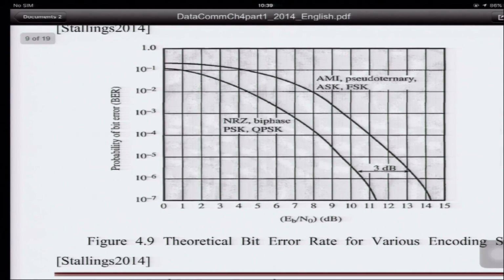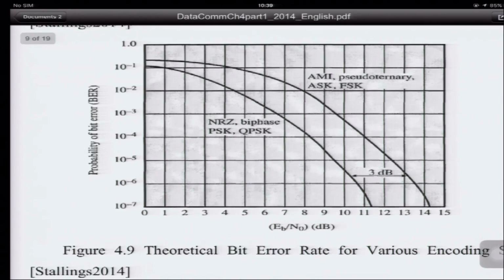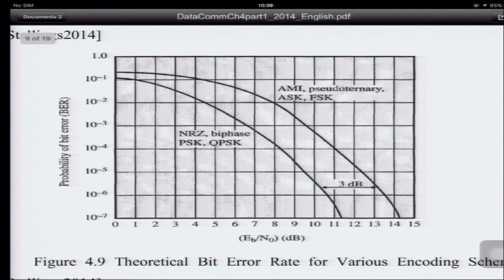This is the probability of bit error, okay, in theory, in comparison between the NRZ and biphase, okay, is this line. The lower line is the NRZ and biphase, and the upper line is the AMI pseudo ternary. ASK, oh sorry, we haven't talked about ASK and FSK yet. Just compare between NRZ and biphase, which is the same probability of bit error, compared with the AMI pseudo ternary.